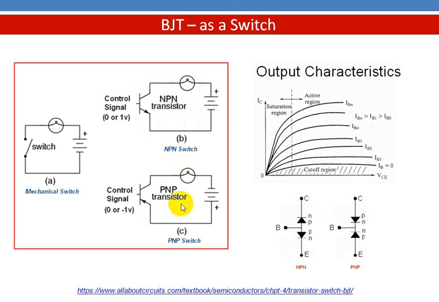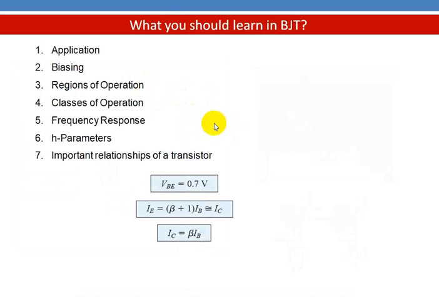Similarly, in the PNP transistors, when you are applying a low voltage, low signal, the device will be conductive. When you are going to apply a negative voltage, the device will remain in the off state. So always when the transistor is on, it will be operating in the saturation region. When the device is off, it has to be operated in the cutoff region.